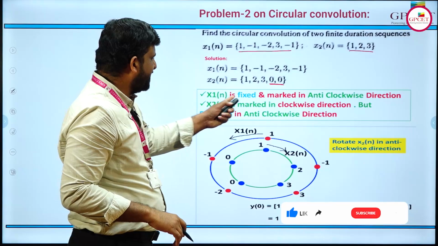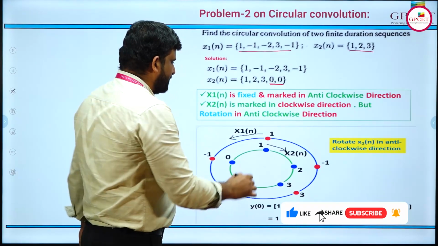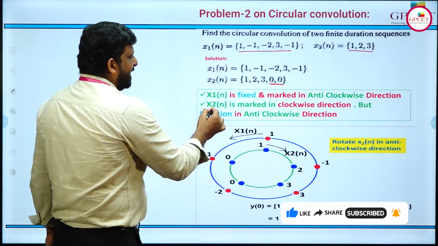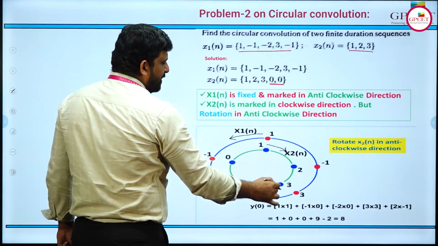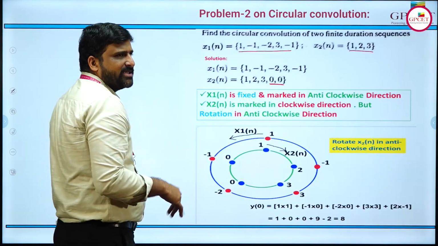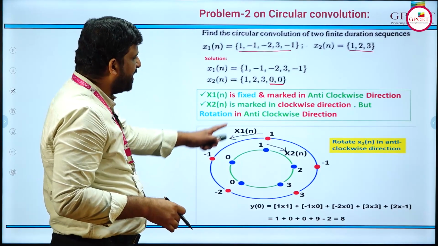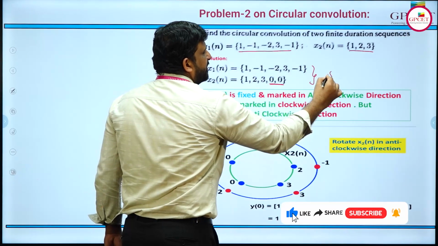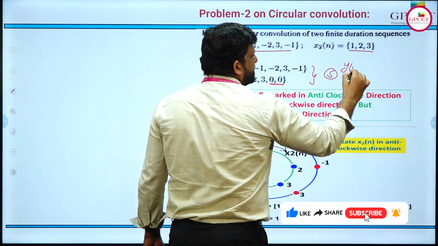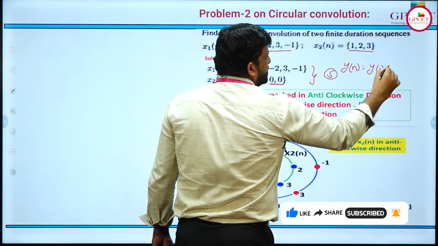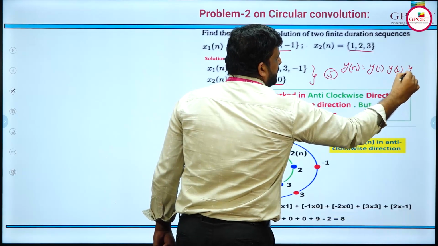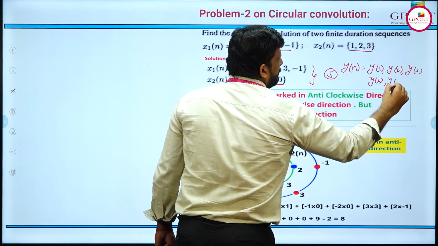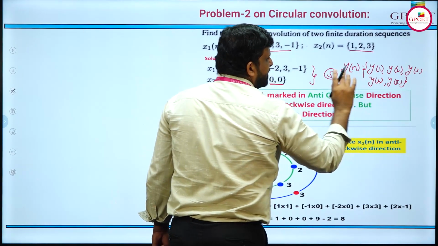See here, x1 of n is fixed and marked in the anti-clockwise direction. The x1 circle will be fixed, we will not rotate that circle. But x2 of n is marked in the clockwise direction, while the rotation will be in the anti-clockwise direction. One shift we are going to do at a time. How many shifts should we do? Total 5 shifts. That means we should get y of 1 for the first shift, y of 2 for the second shift, y of 3 for the third shift, y of 4 for the fourth shift, and finally y of 5 for the fifth shift. This is the answer we need to get.